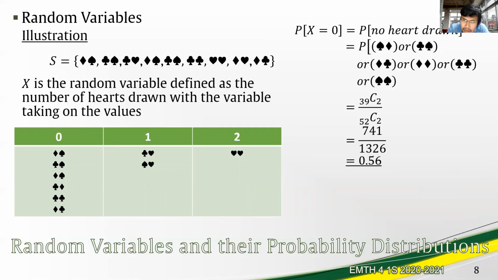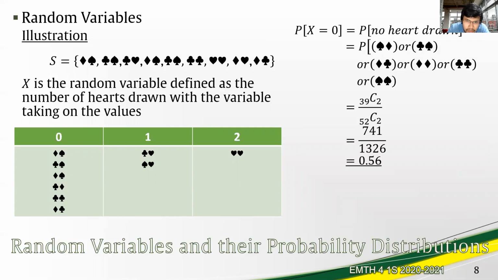For the event that there are no hearts, you have 39 cards because you have 3 suits that are not hearts. So that would be 39 combination, 39 cards taken 2 at a time. And you have at the denominator the total number of cards, that is 52, taken 2 at a time. That would result to 1,482 divided by 2, which is 741 for the numerator.